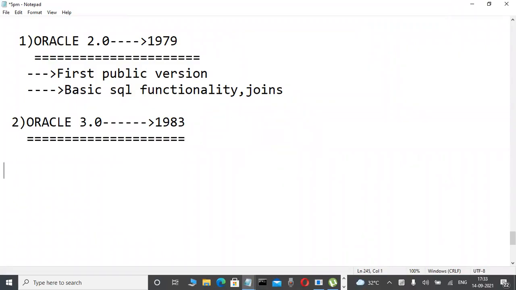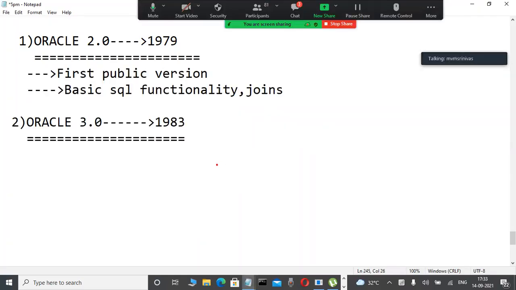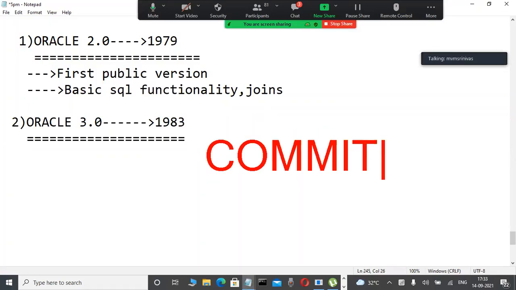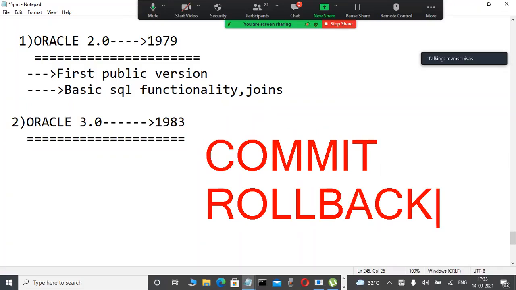In that case, data redundancy is a concept. In that, I tell two commands. Does anybody remember those? Anybody who attended the demo classes, is commit a command I told or not? Yes. Another one is the rollback command. I'm telling it just roughly.